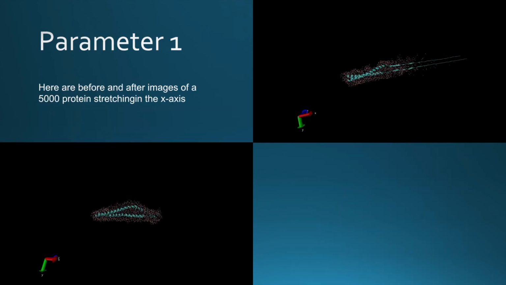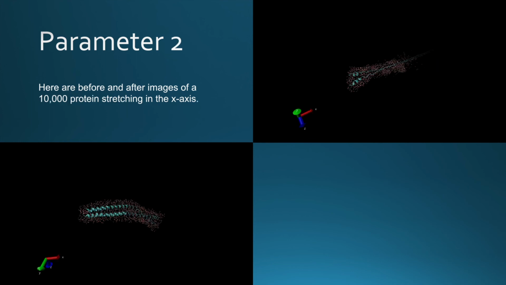As you can see here, parameter 1 is the protein before and after. The bottom left is before, top right is after. After the protein was stretched in the 5,000 parameter in the x-axis, you can see the water molecules are going with the protein in this case.